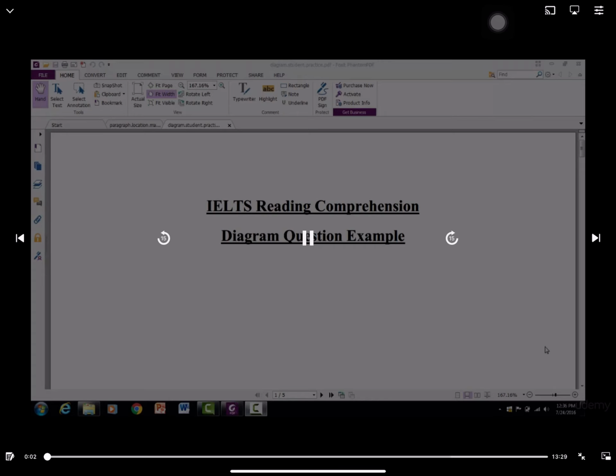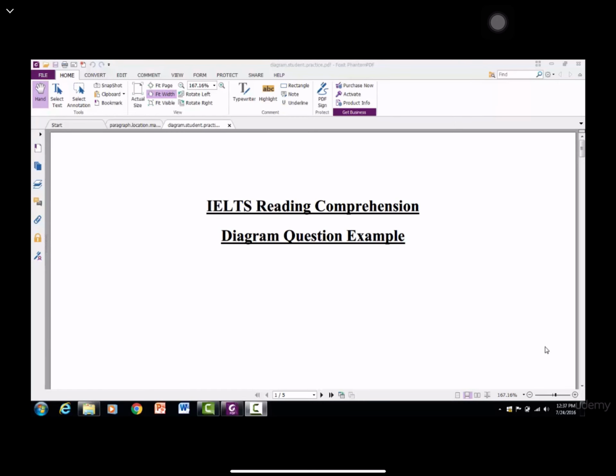Okay, so let's move forward. Let's move forward into looking at our diagram question. The diagram question, as you just heard in the strategy video, is very similar to a fill the blank question. They give you a picture to look at, and you have to be able to fill in the blanks when looking at that picture. But basically, it's a fill the blank question.